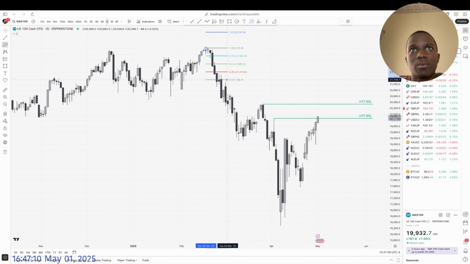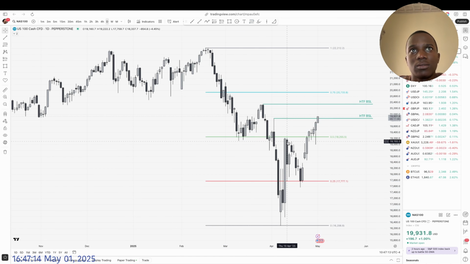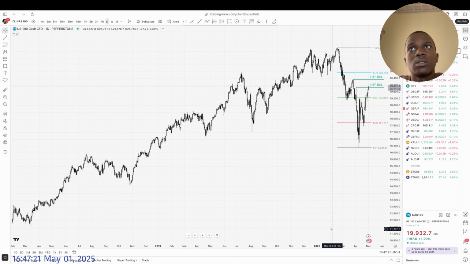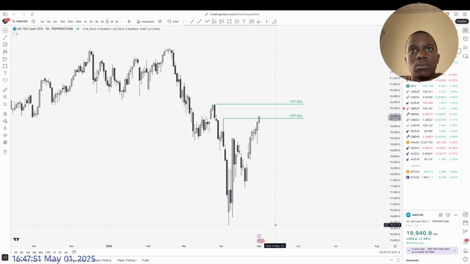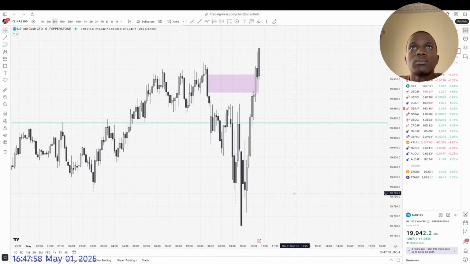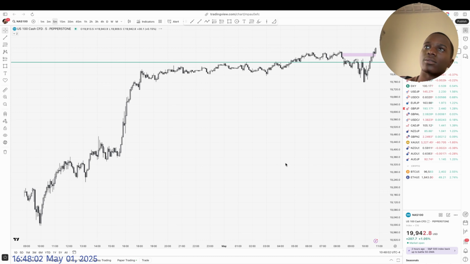How about we add the fib retracement from there to here? You see that the midpoint was here, right? So it's pumping and going higher.